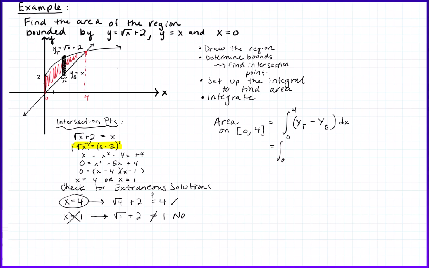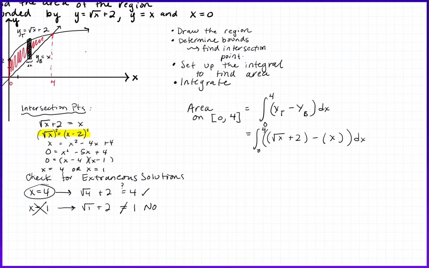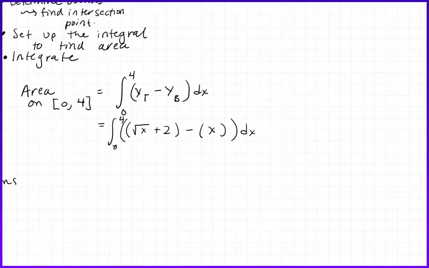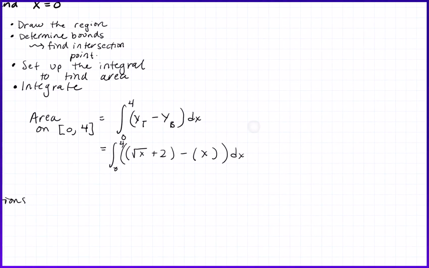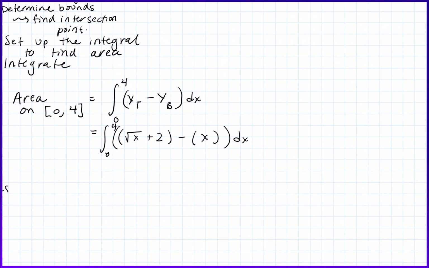So this is the integral from 0 to 4 of the square root of x plus 2, function on the top, minus the function on the bottom, x, and we're integrating with respect to dx. In the Riemann sum, that delta x became our differential dx. All right, and now we can find the area by simply doing that integral. This is going to be a basic integral here because the square root of x is the same as x to the 1/2. Let's go ahead and do the calculation.